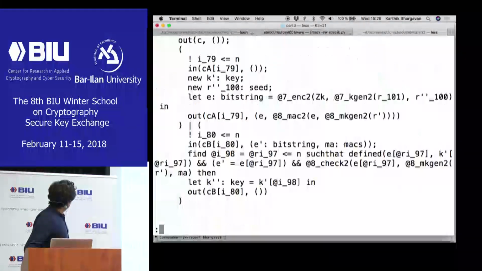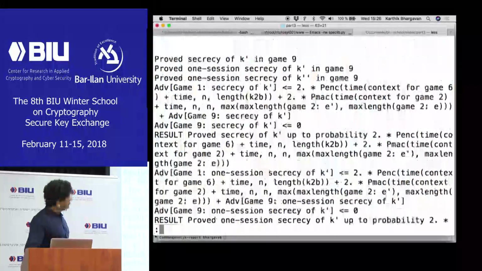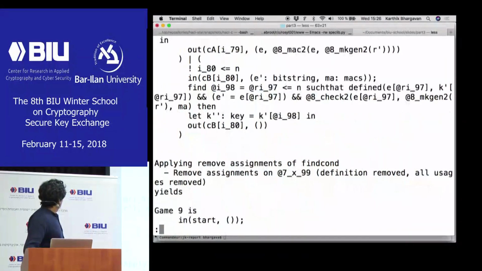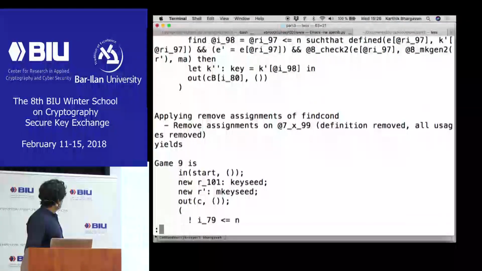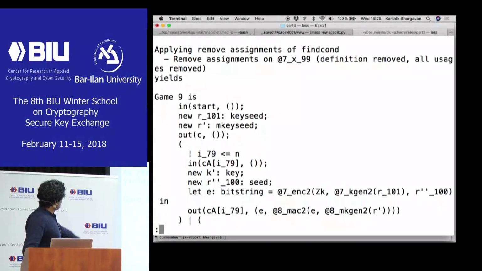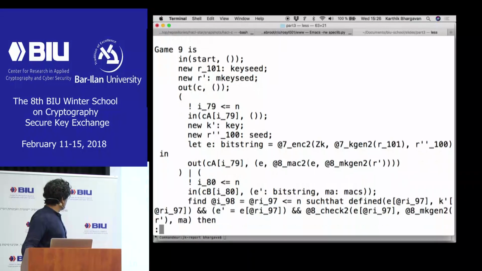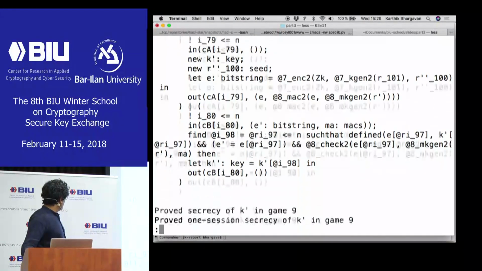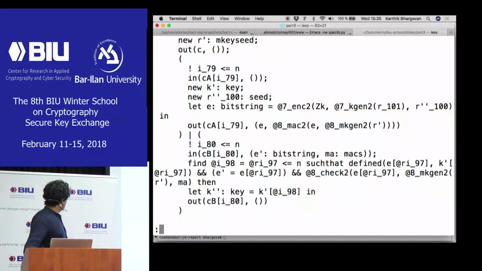Let's see how many games it has. Well, 8 games. It's not so bad. Okay. For TLS 1.3, it gets into hundreds of games. But this is 9 games, and the final game is, let's see whether it's actually trivially correct. Yeah, let's look at this one.